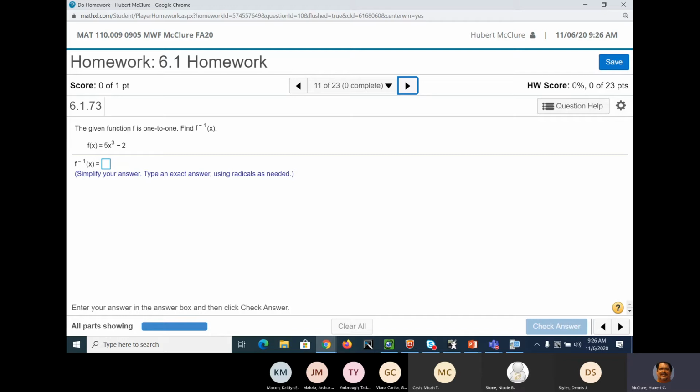F of X is equal to 5x cubed minus 2. 5x cubed minus 2. Give y'all a minute to do that.